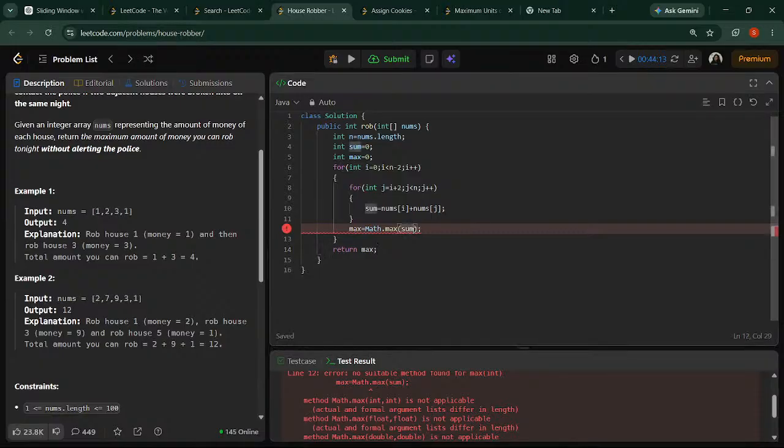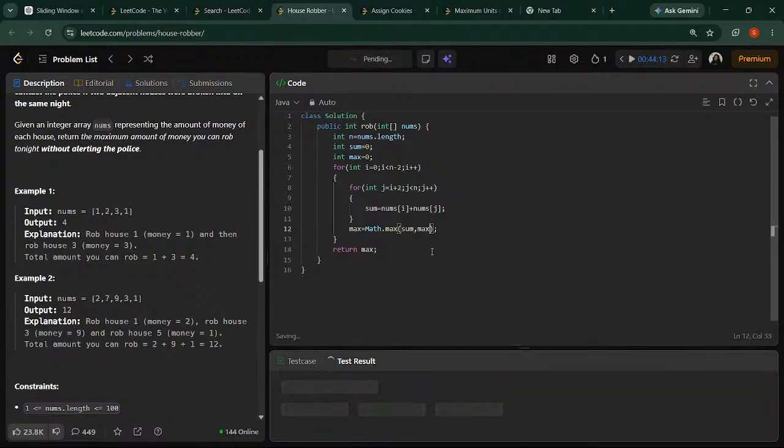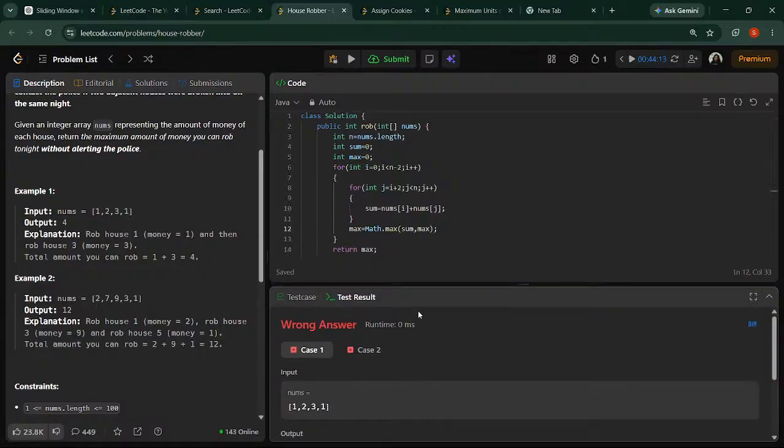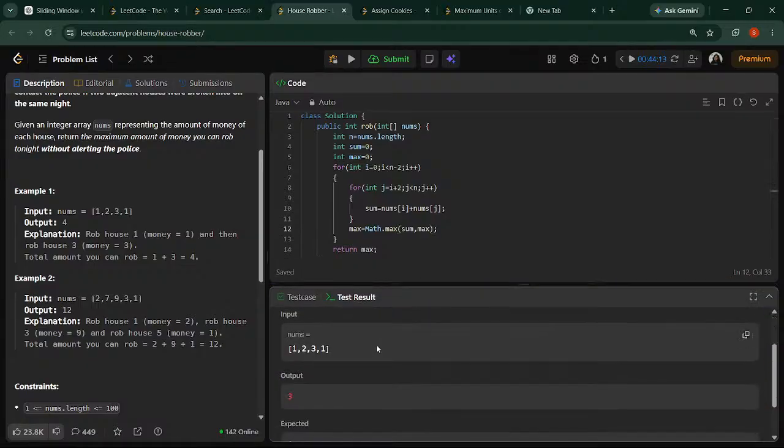Wow, Math.max. I should put a comma there. Okay. I know it will not work. Okay, what did I do?